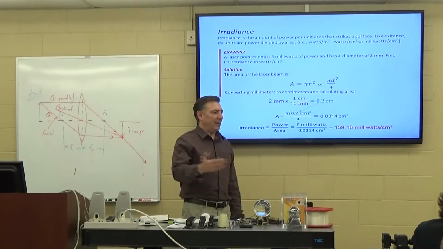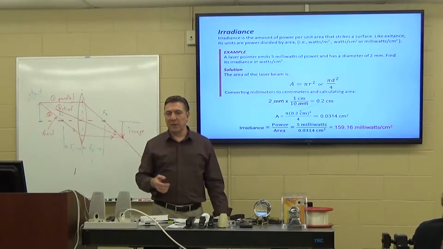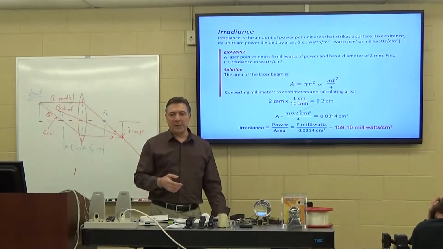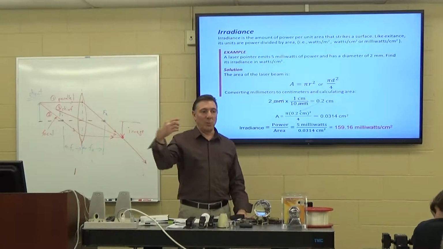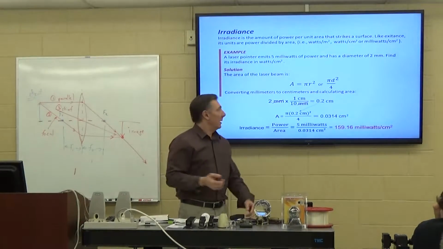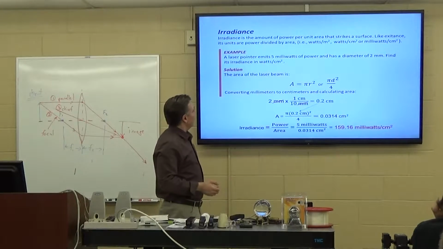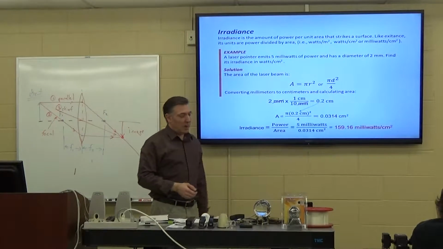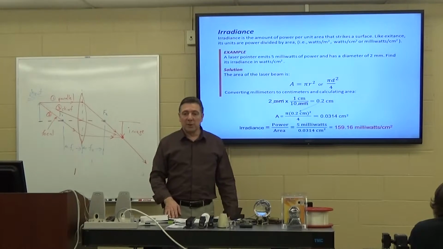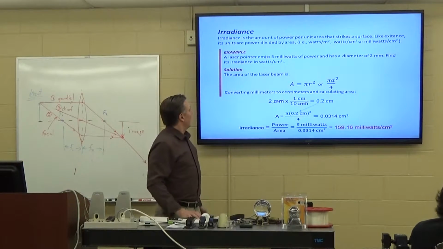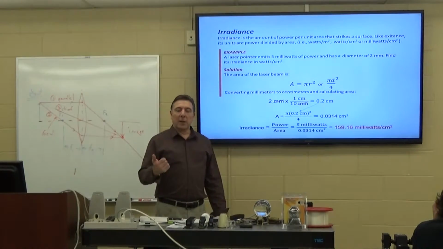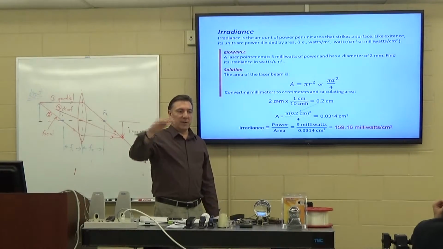When we talk about lasers for industrial materials processing, they always talk about the irradiance of the focused laser beam on a piece of metal. It's always watts per centimeter squared. So in this example, a laser pointer emits 5 milliwatts of power and has a diameter of 2 millimeters. Sounds reasonable, sounds like the thing we just looked at. Find the irradiance in watts per square centimeter. Again, irradiance is power divided by area.